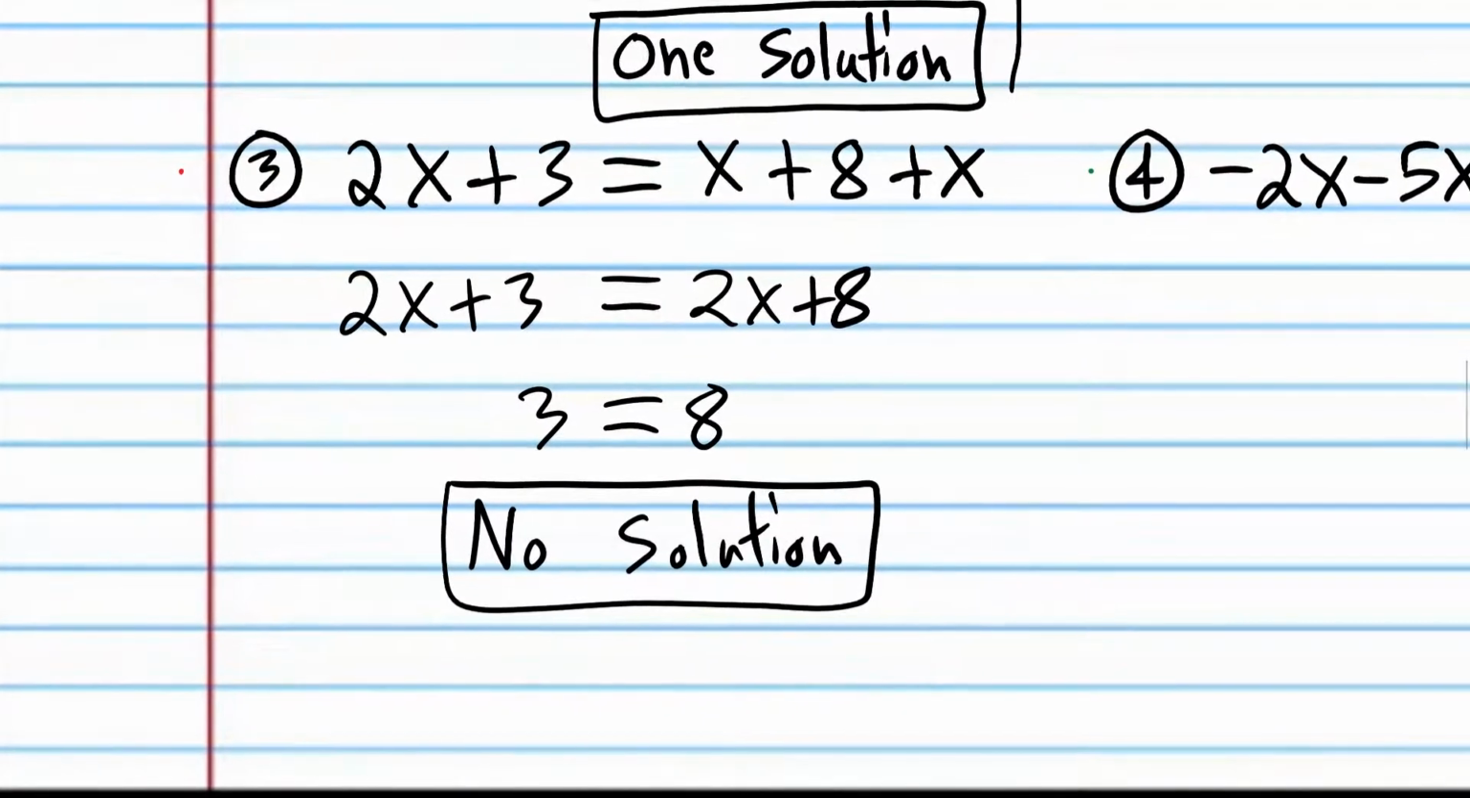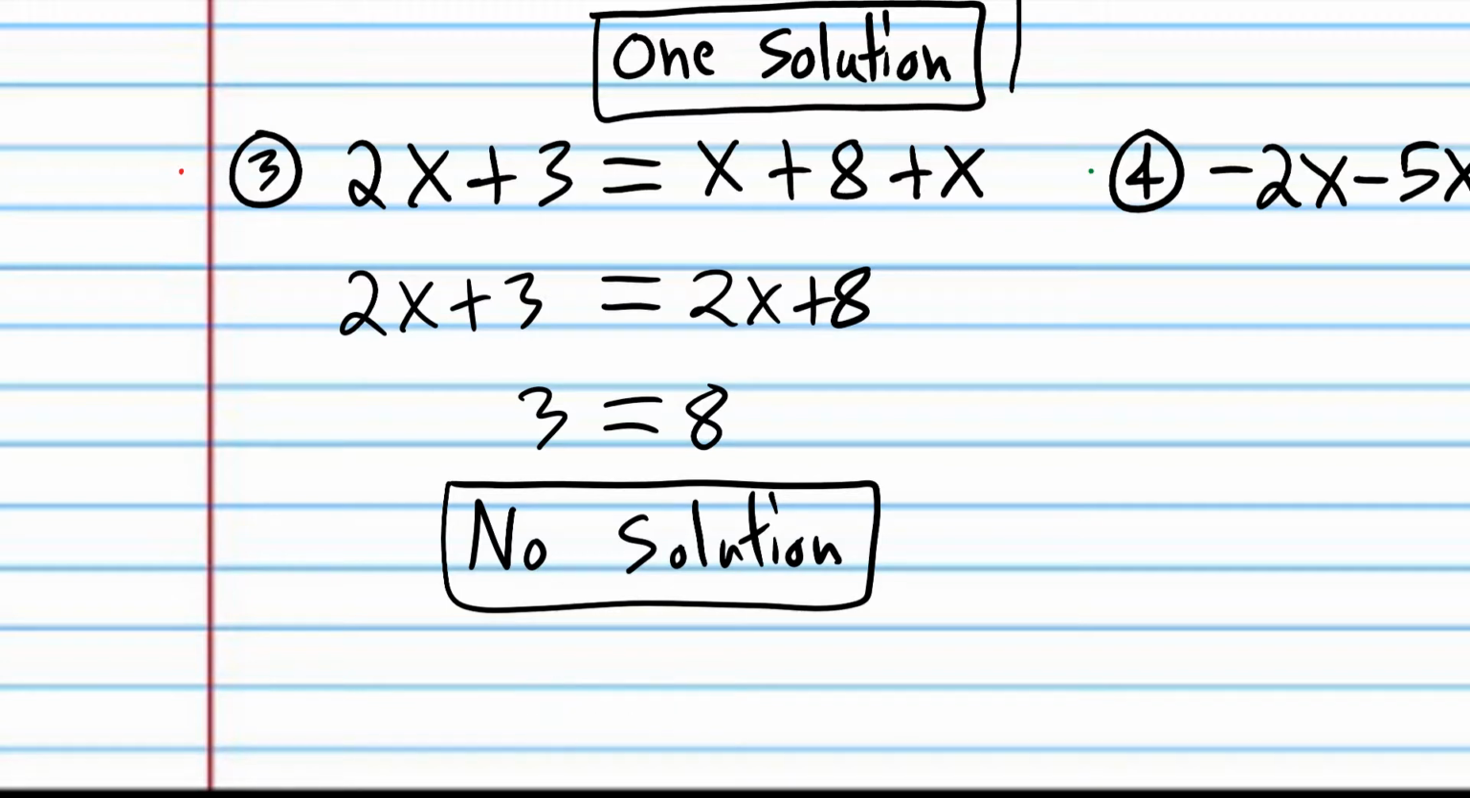For example, if you plugged in 0, then both these terms would go to 0, and you'd be left with 3 equals 8. If you plugged in 1, then you'd have 2 plus 3 is 5, and 2 plus 8 is 10, so you'd have 5 is equal to 10. And it just doesn't matter what x value you plug in.